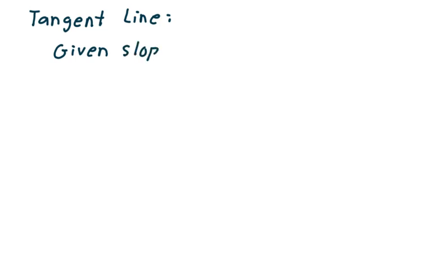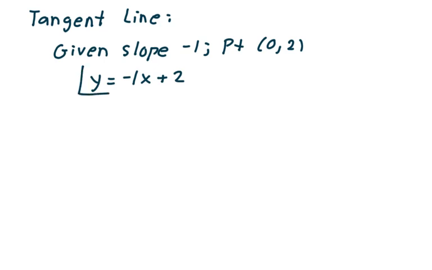So now we have the tangent line. We're given slope negative 1 and point (0, 2). We should be able to get the equation of the line fairly quickly, okay? So the equation is y equals negative 1x plus 2, because (0, 2) is the y-intercept.